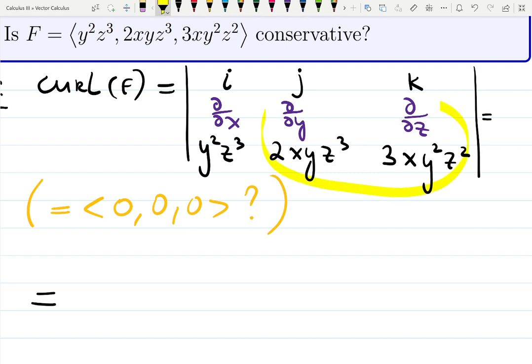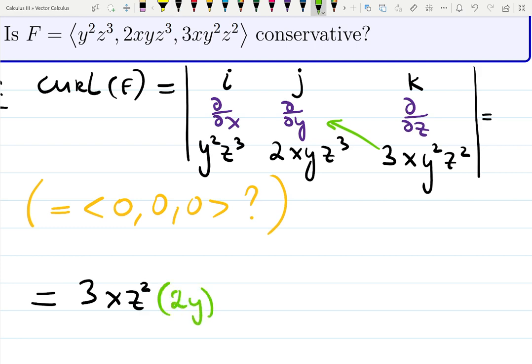I'm multiplying these two first, cross. Derivative of 3x y squared z squared with respect to y. Do you see what I'm doing? This one first. With respect to y, look how your brain should identify this piece. That means y is a variable, everything else is a constant. So 3x z squared is a constant times 2y. Did you get it?